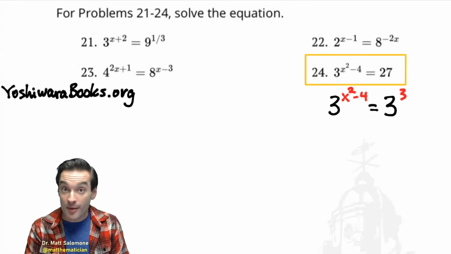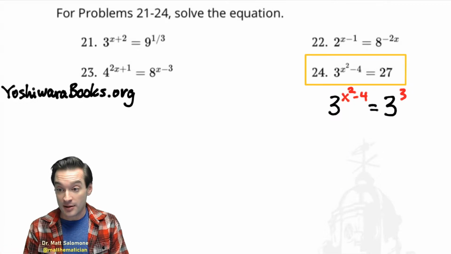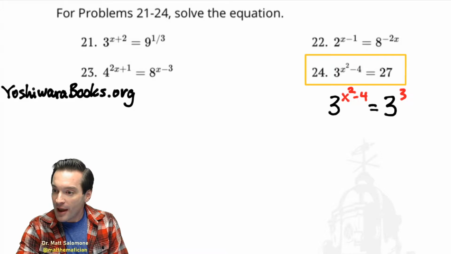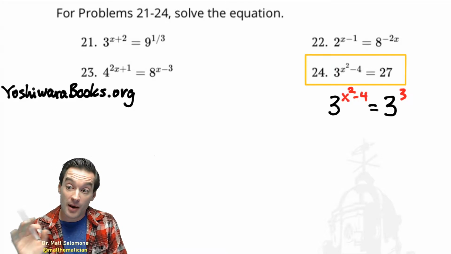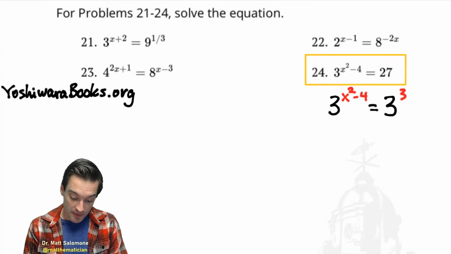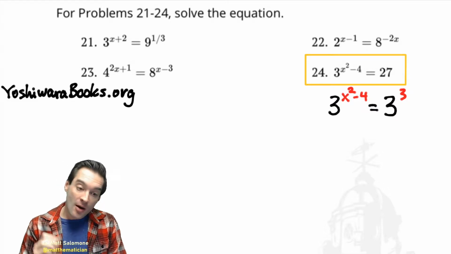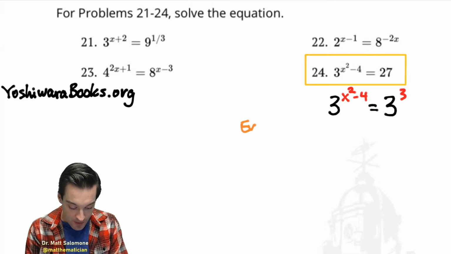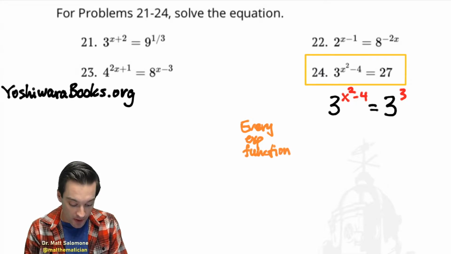All right, enough of me talking about doing it. Let's actually just do it together and see how it works. So as you might expect, if I have both sides of my equation that are powers of 3, then since every exponential is a one-to-one function, every exponential function's graph passes the horizontal line test. And for that reason, I'm just going to write that in the margin here. Every exponential function is one-to-one. It's invertible. Passes the horizontal line test.